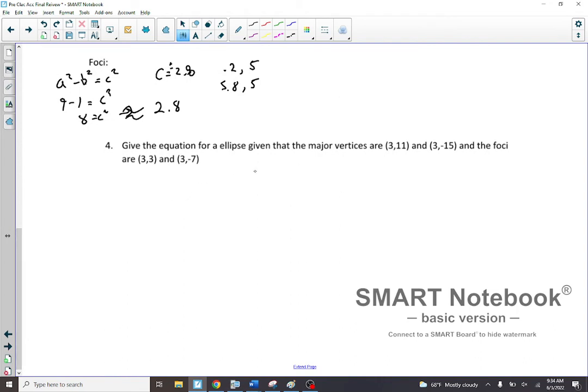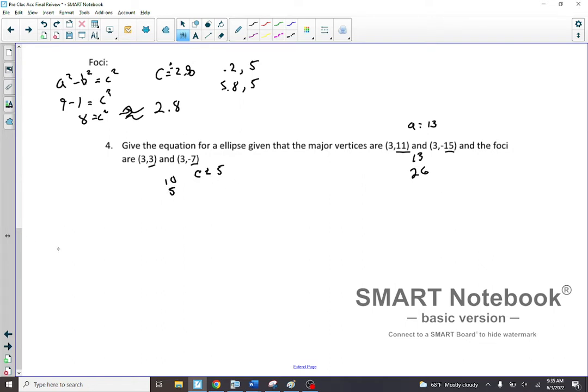Give the equation for the ellipse that the major vertices are this and the foci are that. So the major vertices, so the distance between 11 and -15 is a total of 26. But remember, we want the center of this, so half of that is 13. So the a value equals 13. And then over here, the distance between 3 and -7 is 10, but we want half of that, so it's actually 5. So the c value is plus or minus 5.